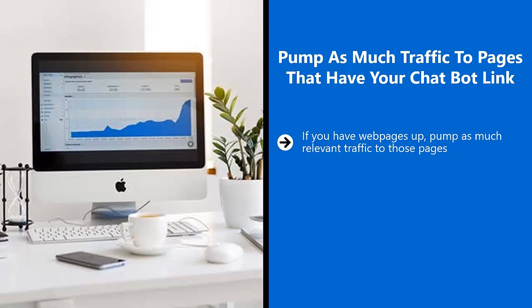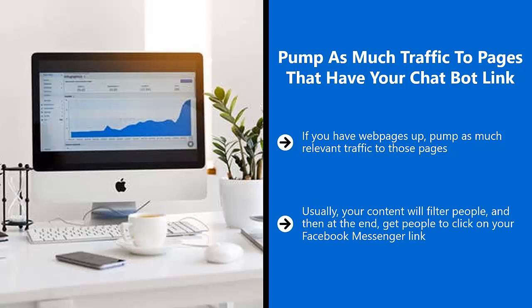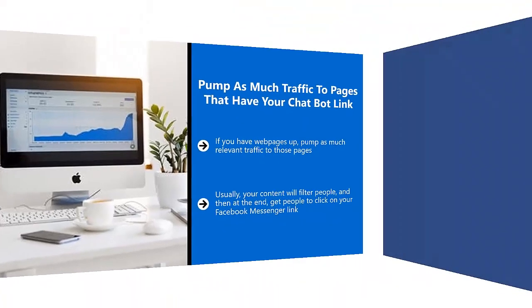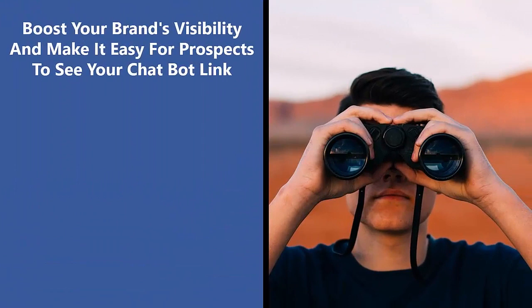If you have web pages up, pump as much relevant traffic to those pages. Usually, your content will filter people and then at the end, get people to click on your Facebook Messenger link. The chatbot will take care of the rest. In a later video, I will tell you the many different forms this takes. But what's important is that you use your website to draw eyeballs to your chatbot link. Boost your brand's visibility and make it easy for prospects to see your chatbot link.